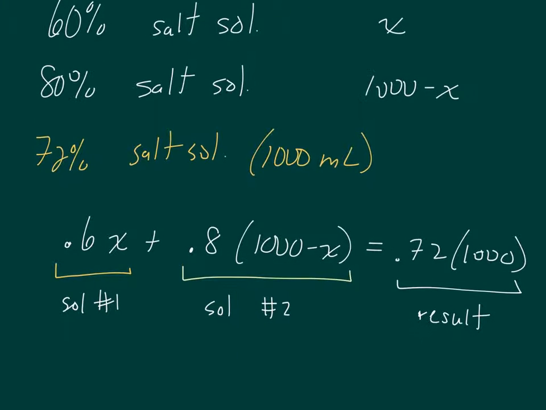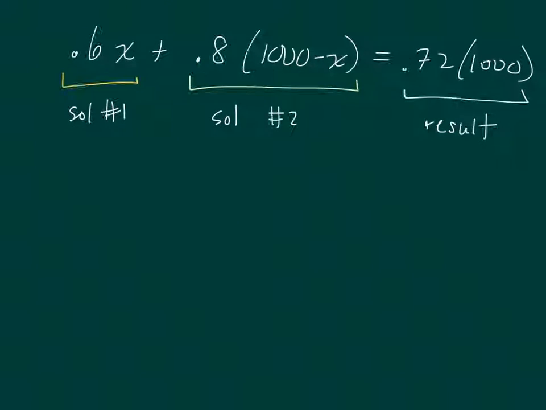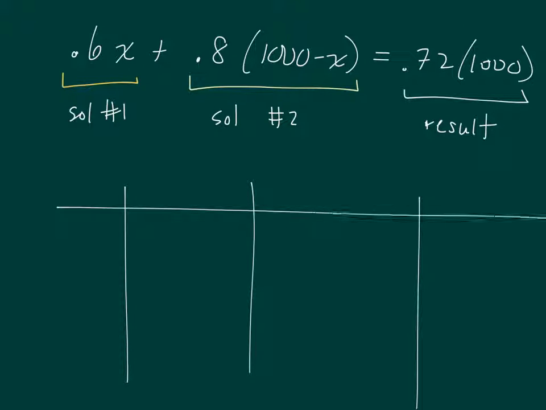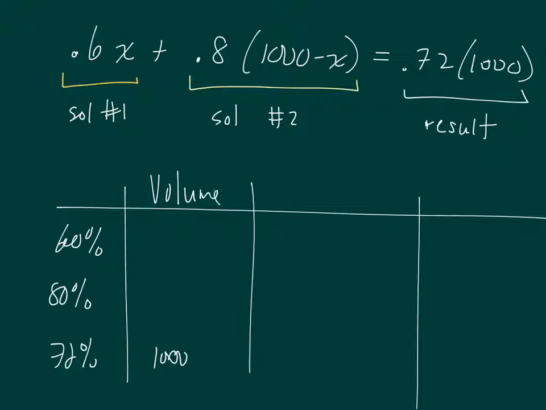Now, if I did this with a table, here's what it would look like. You'd have the amount of acid on the far left. So we had 60%, 80%, and 72%. So we'd say, okay, how much of each of these are we going to have? Well, we're going to have 1,000 milliliters of the answer. We don't know how much we have of this one, but we know that this one is 1,000 minus whatever that one was.